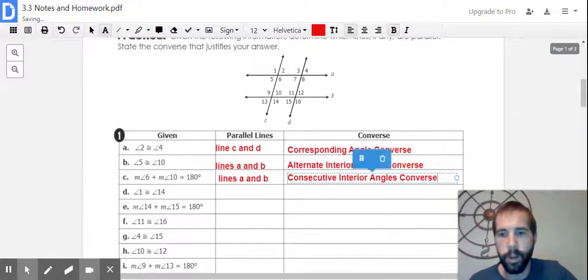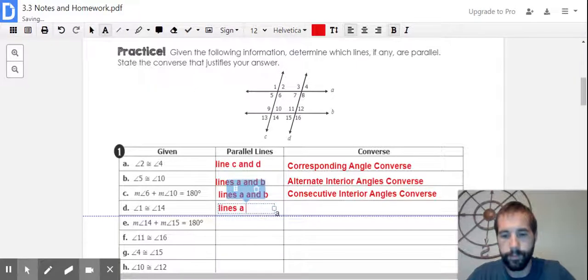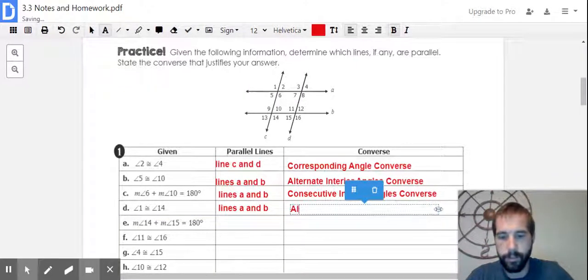All right, how about if angle 1 and 14 are congruent to each other? So 1 and 14, that's transversal C. So 1 is on the outside of line A, and 14 is on the outside of line B, and they're on different sides of the transversal, making them alternate exterior angles. So if those alternate exterior angles are congruent, like they're telling us here, then that would make line A and B parallel. And that would be by the alternate exterior angles converse.